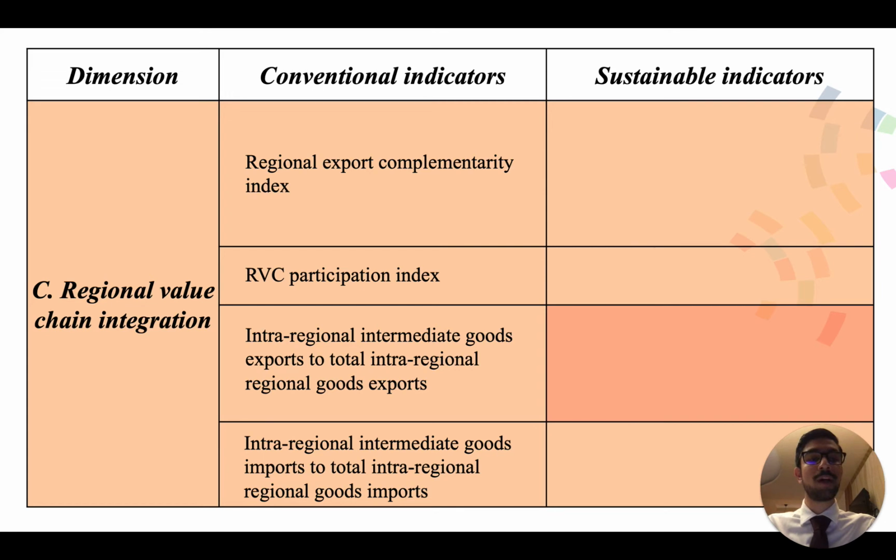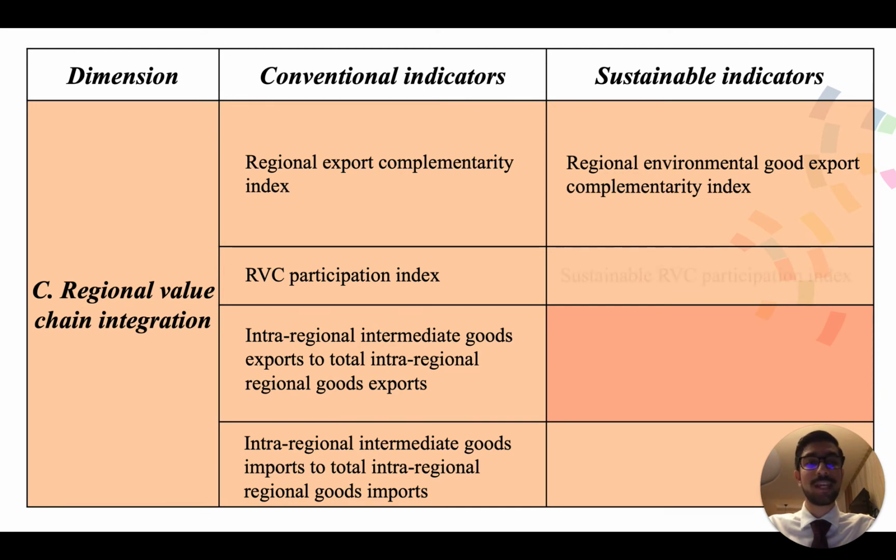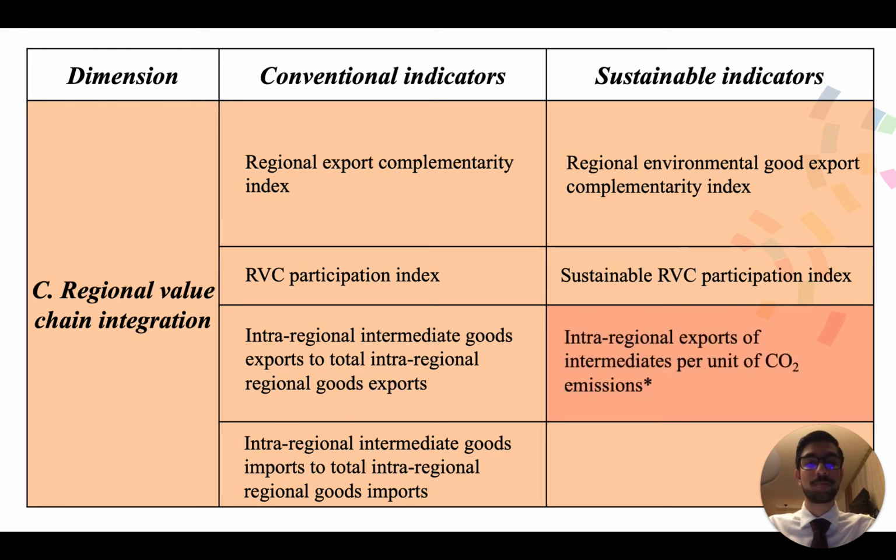Indicators under sustainable RVC participation consider trade complementarity in environmental goods exports by an economy to regional partners, which closely relates to environmental SDGs such as SDG 7, 12, 13, 14, and 15. In addition, it also considers domestic value added and employment associated with RVC participation relating to SDGs 8 and 9, as well as potential impacts on CO2 emissions, closely linked with SDG 13.